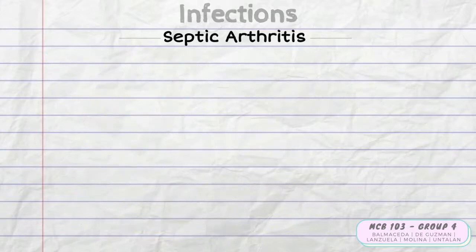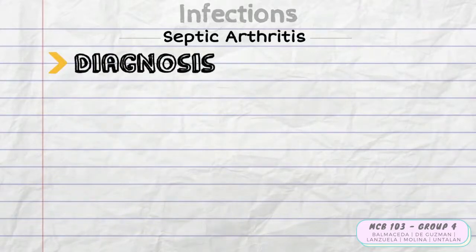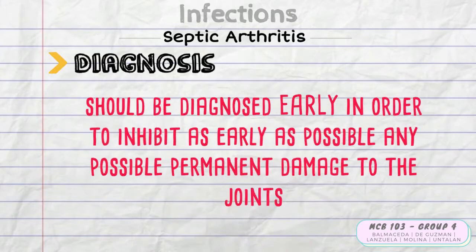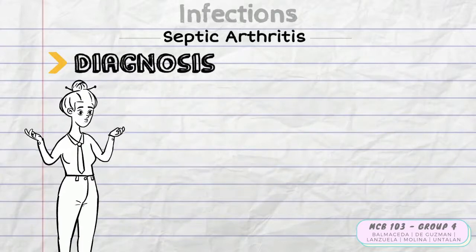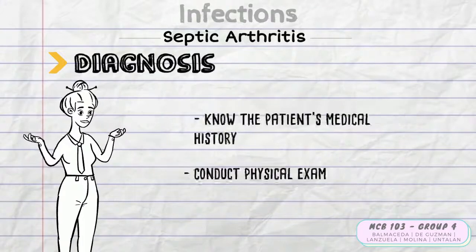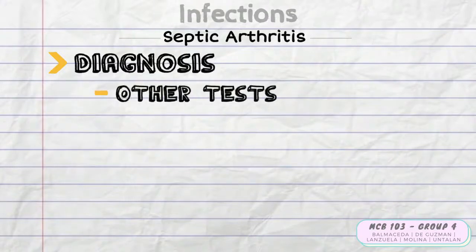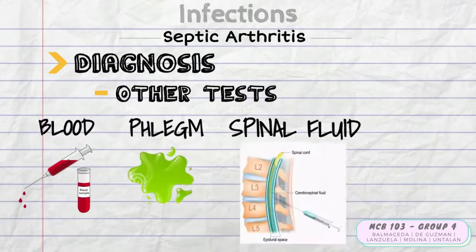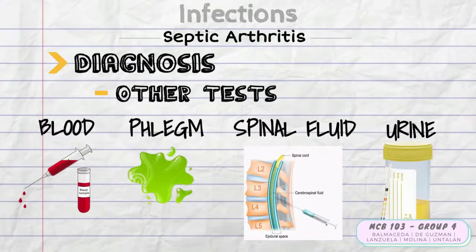It is important that septic arthritis is diagnosed early in order to inhibit as early as possible any possible permanent damage to the joints. Usually, the process begins with knowing the patient's medical history and conducting a physical exam. Other tests done to look for the presence of bacteria are blood, phlegm, spinal fluid, and urine testing.